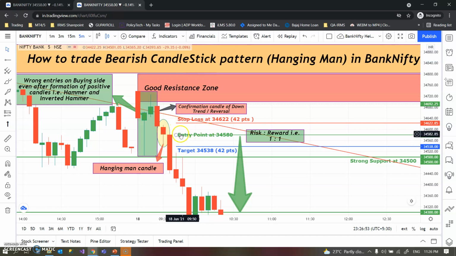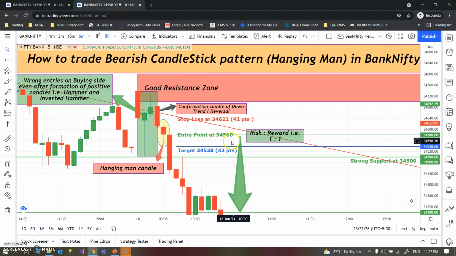And what should be the target? For a risk and reward ratio of 1:1, if the stop loss is 42 points, the target should also be 42 points. Here you can clearly see with this one big candle itself our target was achieved. So get practice or hold on this particular thing, and then go on with increasing the lot size and with the risk and reward ratio of 1:2, 1:3.